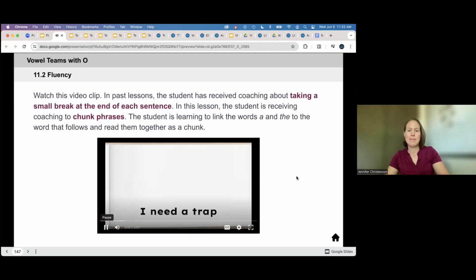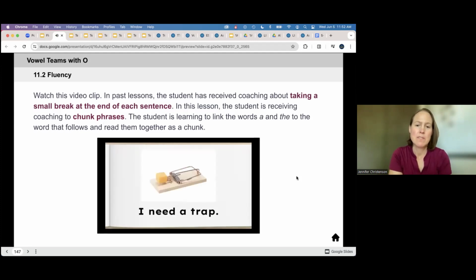I need a trap. Yeah, good. Okay, that word is trap. Trap. Read it again, and this time try to read it faster. Oh, I need a trap. Good. So sometimes one way to make things faster is if you put words together. So say, I need. So these two go together. I need. I need. Trap. Yeah. So when we say this word, we put it together. A trap. I need a trap. Yeah. So listen, I need a trap. I need a trap. You got it. Okay.